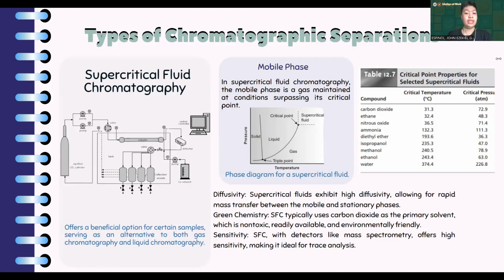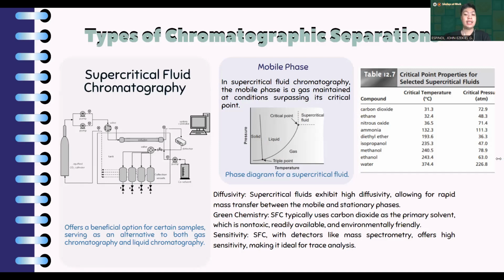Supercritical fluid chromatography is a chromatographic technique that utilizes supercritical fluids as the mobile phase. A supercritical fluid is a substance that is maintained at a temperature and pressure above its critical point where it exhibits properties of both a gas and a liquid. Carbon dioxide is the most commonly used supercritical fluid in SFC due to its favorable properties such as low cost, low toxicity, and environmental friendliness. SFC offers several advantages over traditional GC and LC techniques, making it a useful alternative for certain types of samples.